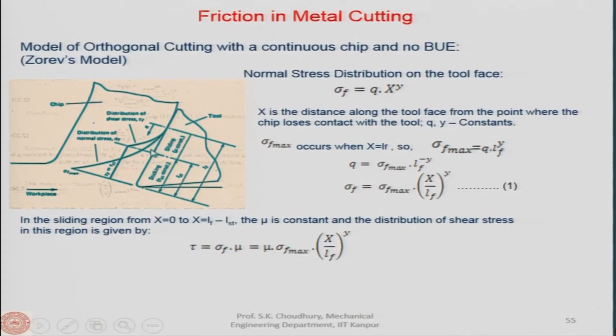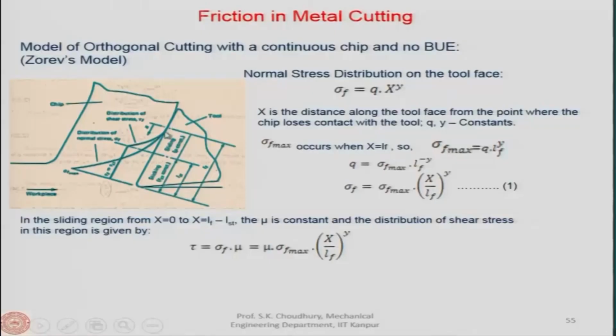So, as we have already discussed, in the sliding zone mu remains constant, F by N is constant, like in the case of sliding friction. But in the sticking zone, this is no more valid, because it is very high normal pressure, and F by N is not constant, and therefore F is not proportional to N, mu is not constant. Okay. So, these are the two zones, one is the sticking zone, another is the sliding zone. This is the tool.